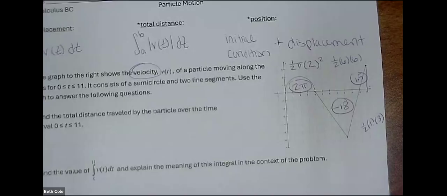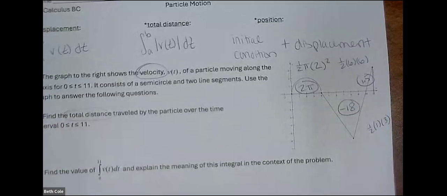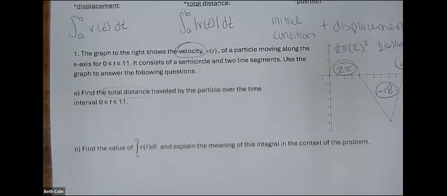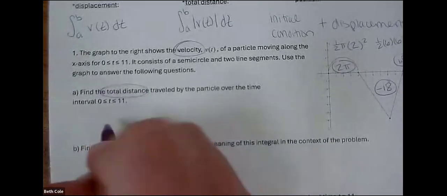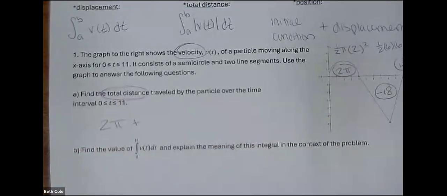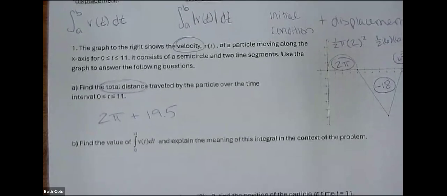So we're going to use that to answer all the questions. Just make sure you read. Find the total distance traveled. Now, they didn't give units, but it would be in feet or meters or yards or whatever, by the particle over the interval 0 to 11. You're simply going to add all that up, but treat it all like it's positive. Total distance is going to be treated all like it's positive. So it'll be 2 pi plus 18 plus 1.5, so 19.5. Cool. Inches or whatever. They just didn't give units, but it would be some sort of distance unit.